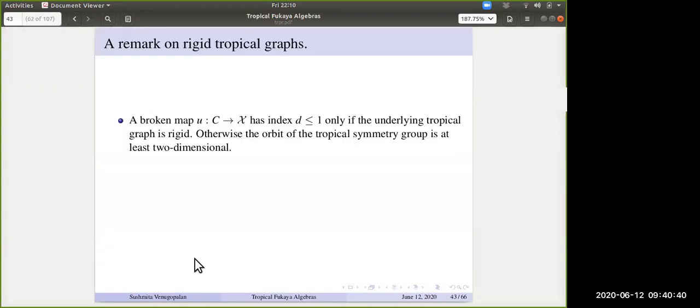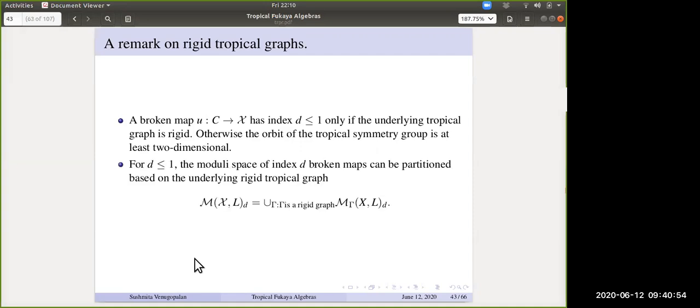Why are rigid tropical graphs interesting? It's because we are primarily interested in index zero maps, and a broken map has index less than or equal to 1 only if the underlying tropical graph is rigid. Otherwise, the orbit of the tropical symmetry group is at least 2-dimensional. So when we are counting these rigid maps, we are looking at maps modeled on rigid tropical graphs. In particular, the moduli space partitions, and the partition is indexed by rigid tropical graphs.